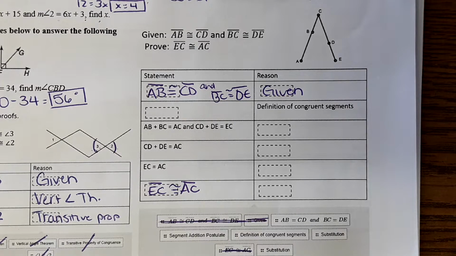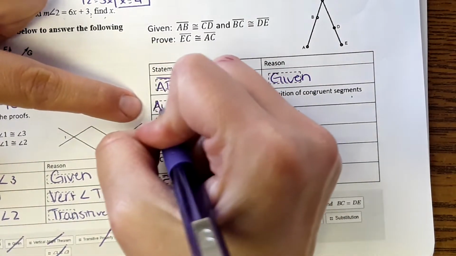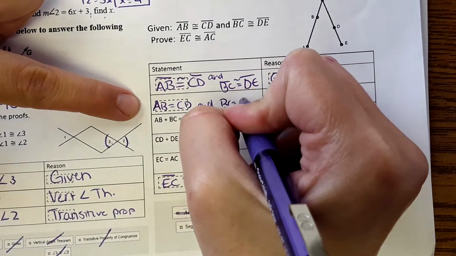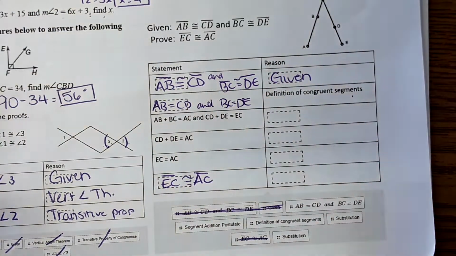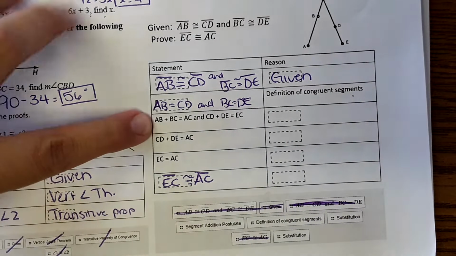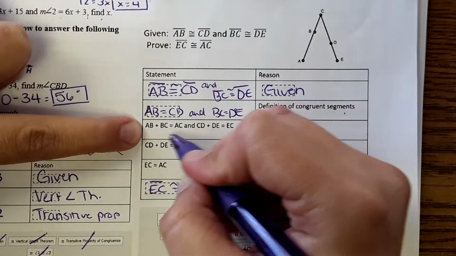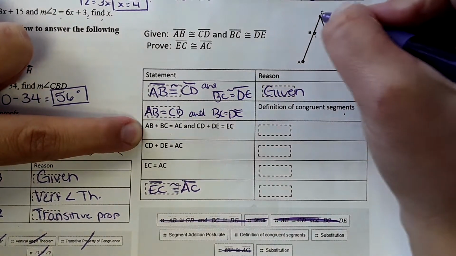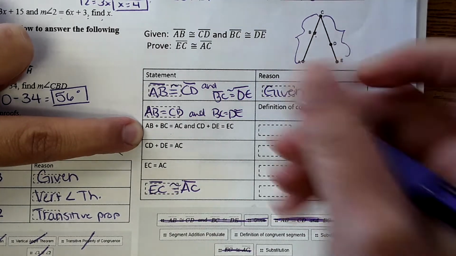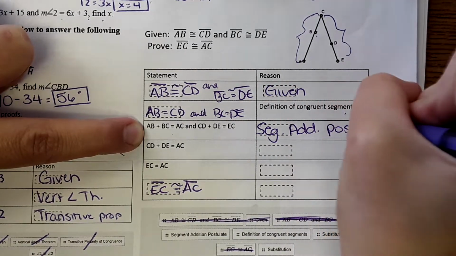Okay, next it says definition of congruent segment. So since these are congruent, they're also equal in length. So we're just going to write down AB equals CD and BC equals DE. Next, for this one, you may recognize this format is usually segment addition postulate, and that is correct. AB plus BC equals the whole thing, and DE plus CD equals the whole thing. So segment addition postulate. And we can abbreviate there.